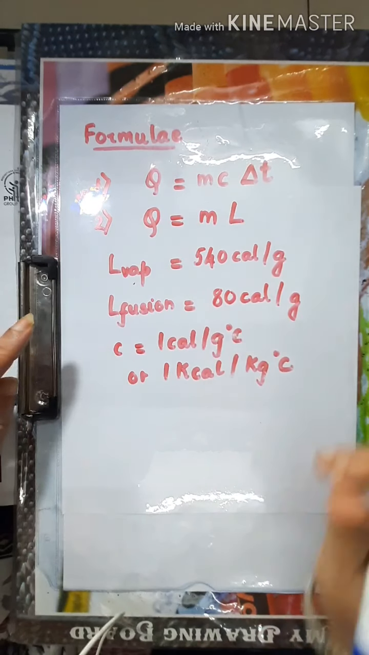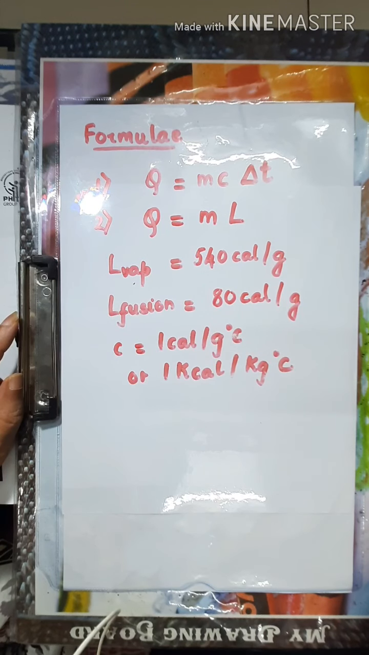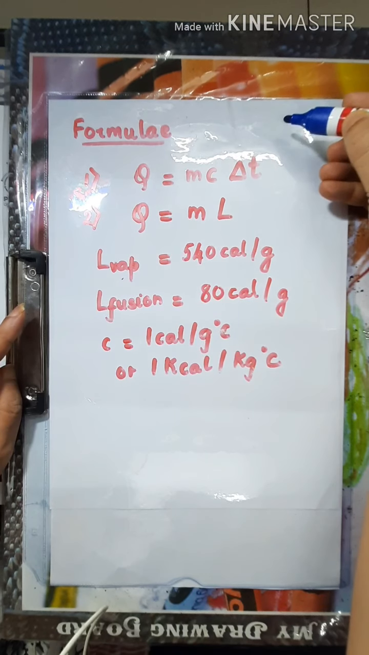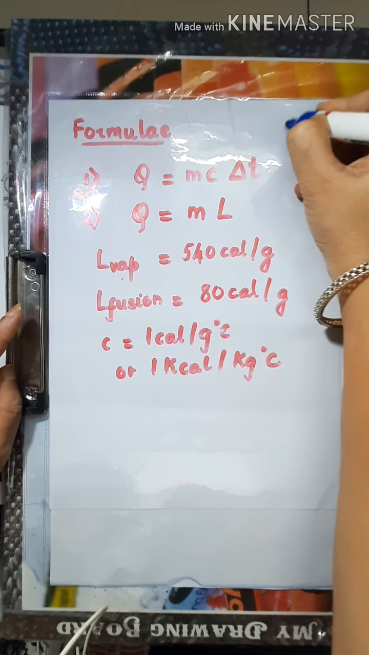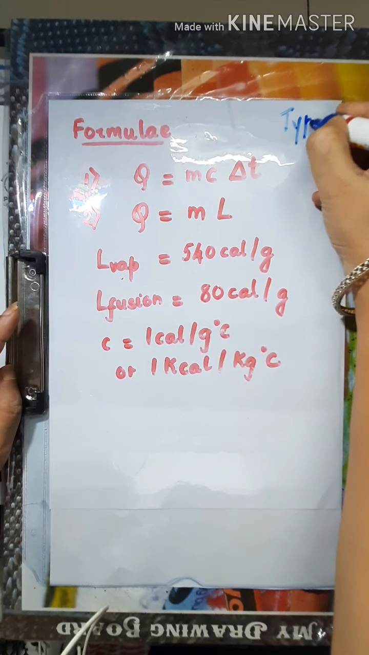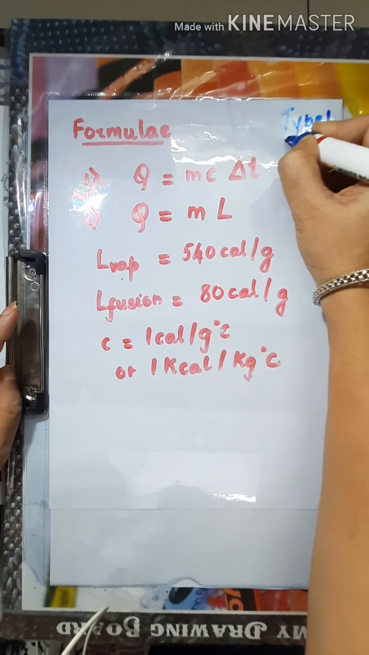We will start with the numericals of heat. We will first discuss type 1. And for type 1, we have the following formulae.